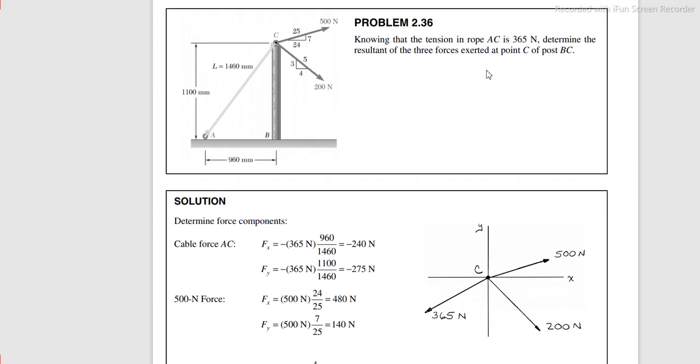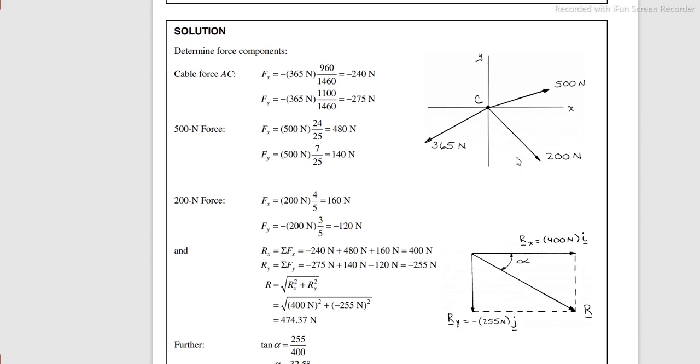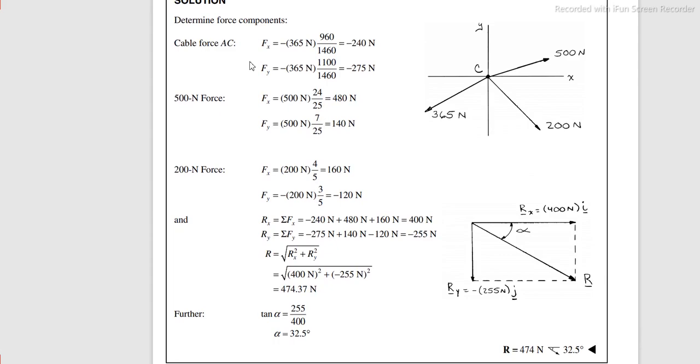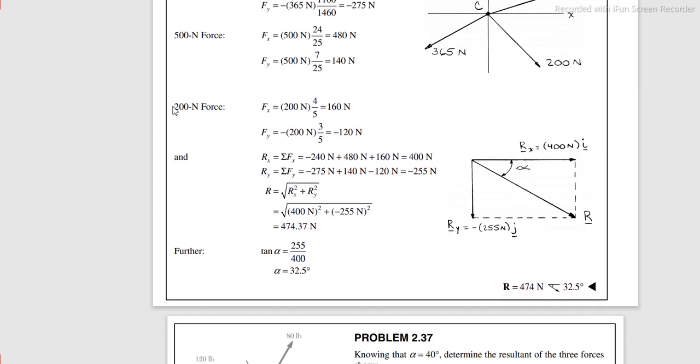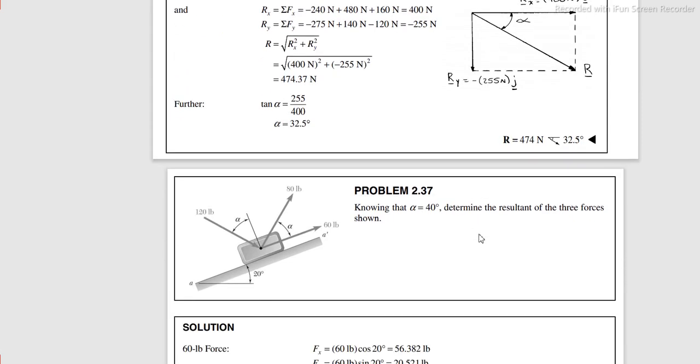Problem 2.36, knowing that the tension in rope AC is 365 Newton, determine the resultant of the force exerted at point C of the post BC, and this is the problem figure, and this is a free body diagram, and the solution is cable force AC, 500 Newton force, and for 200 Newton force, and the resultant is 474 Newton measured.